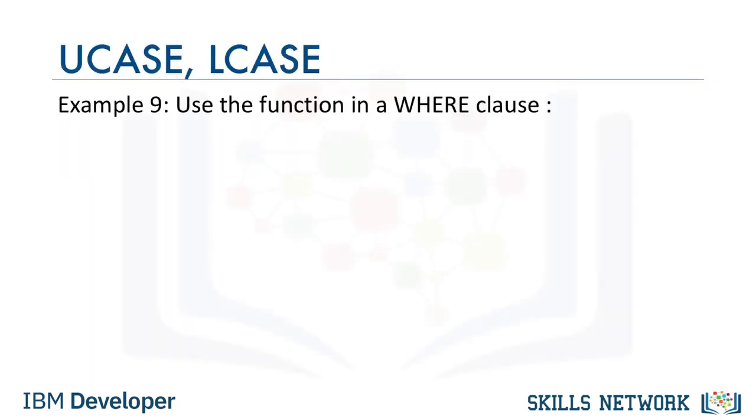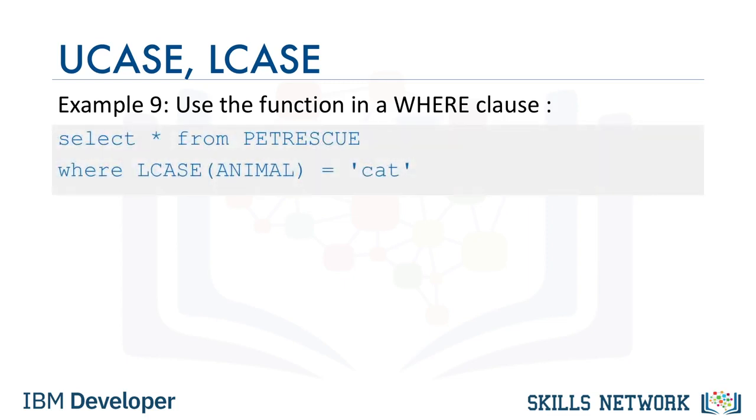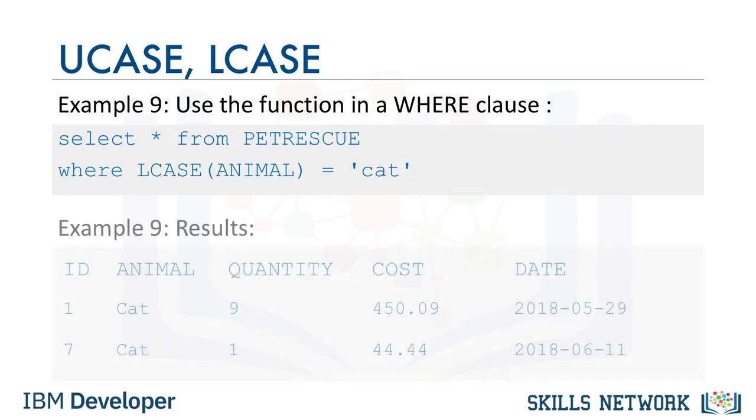Scalar functions can be used in the where clause. For example, to get lowercase values of the animal column for cat, select star from pet rescue where lcase(animal) equals cat. This type of statement is useful for matching values in the where clause if you are not sure whether the values are stored in upper, lower, or mixed case in the table.